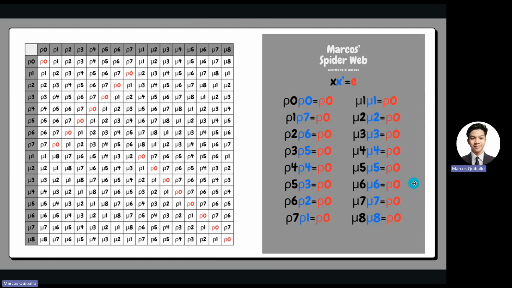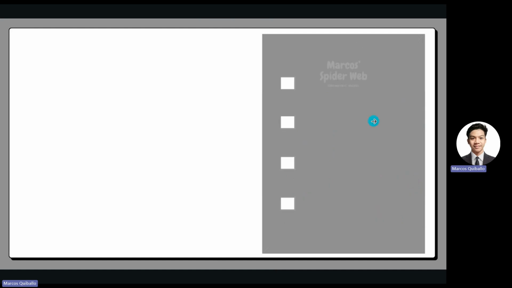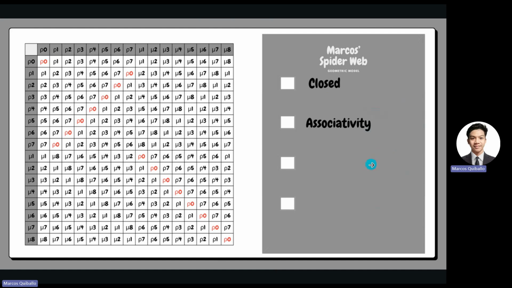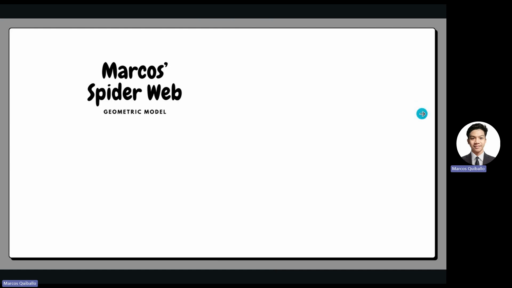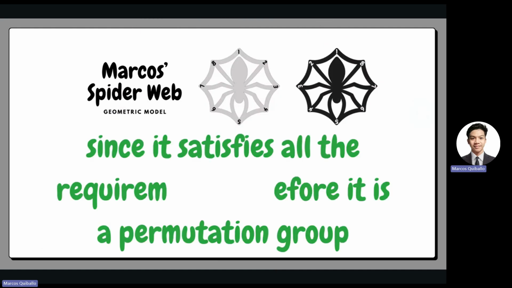So our inverse element requirement is actually true, that for all elements, each of them has its own inverse element. So that is true. So our fourth requirement is satisfied. So here, since it satisfies all the requirements that must be checked, therefore our table is a permutation group.